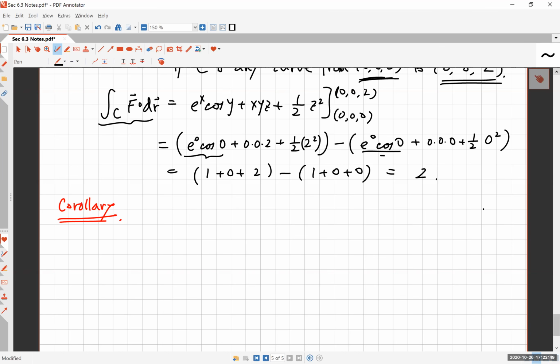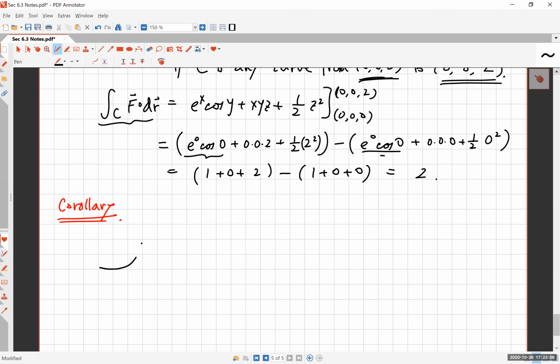Okay, a corollary is a statement that directly comes from another statement, which is basically a theorem. Right, so this is like a byproduct of a theorem. It is a sort of an overflow of a theorem. It is a direct consequence of that theorem, which we call the fundamental theorem of line integrals.